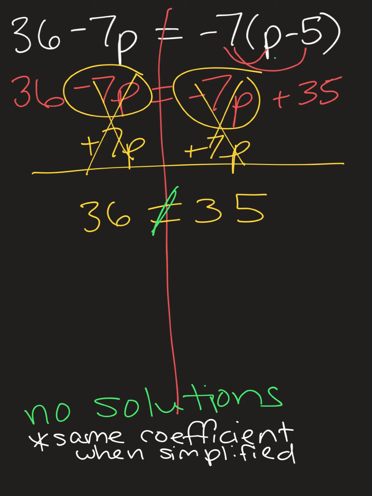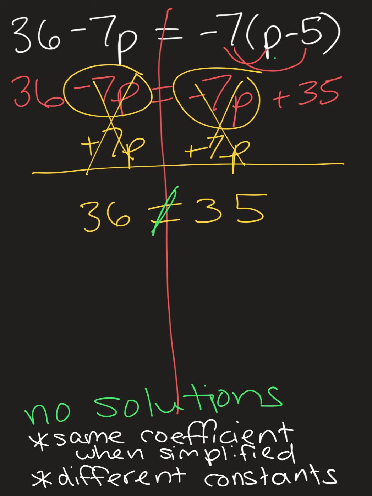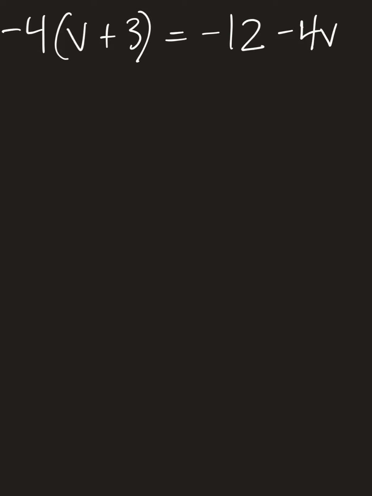And different constants. Okay? We will know that's true every time if they have the same coefficient for the variable once you simplify and you have different constants. Okay? Or if the variable simply gets canceled out. Okay?